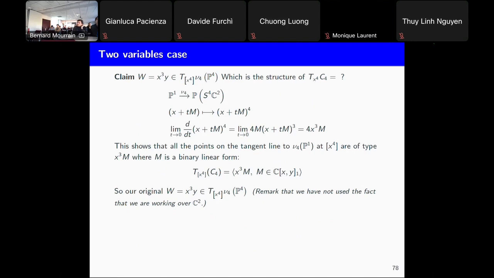And if I started here, that was x, that was another linear form. This m was another linear form, t was my parameter. And so if I just see what I have in this tangent space, I have a form of this type. So I have x to the cube, that's fixed because I've computed the tangent space at the point x to the 4th. But then m is free because m is some linear form. So in this way, I just parameterize all the points of the tangent space at that point. Okay. And so I'm just saying that all the points of the tangent space of that rational normal quartic at the point x to the 4th are x to the cube times some linear form.